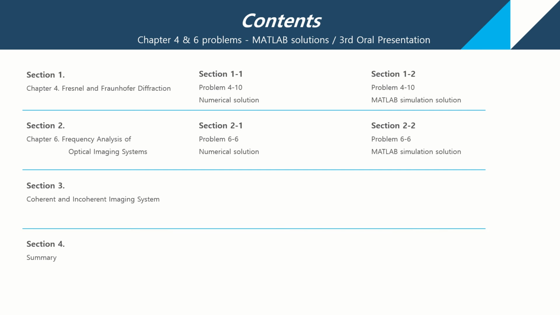These are the contents of my presentation. First, I'll briefly explain the Fraunhofer diffraction and move on to the problem of chapter 4. Then we will check the basic relationship of optical imaging system and solve problem number 6 together. In section 3, I'll explain some more information about coherent and incoherent imaging systems. Lastly, we are going to look at the summary of results.